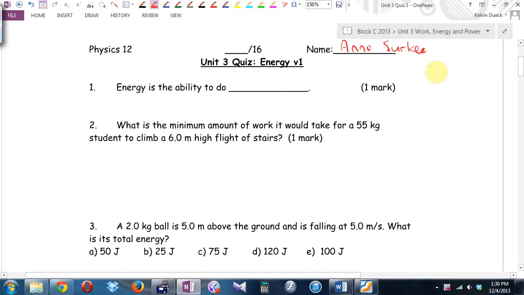Energy is the ability to do what? This is helpful in your understanding, so you want to know this. Work. 1 mark.